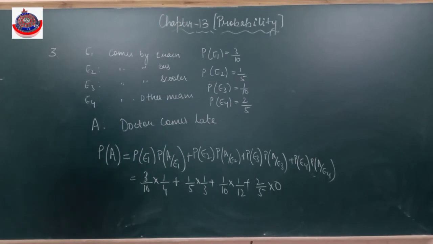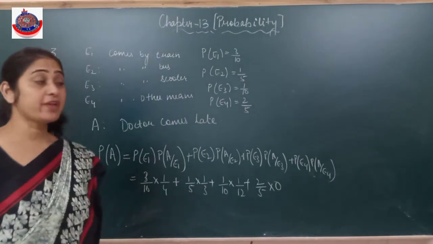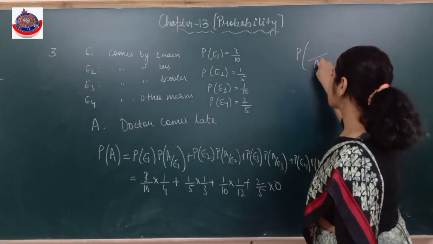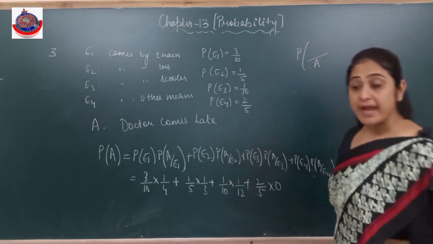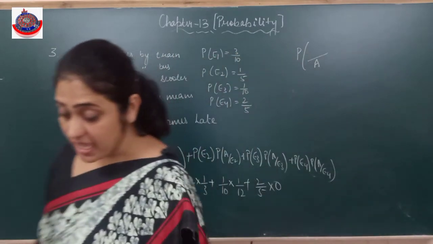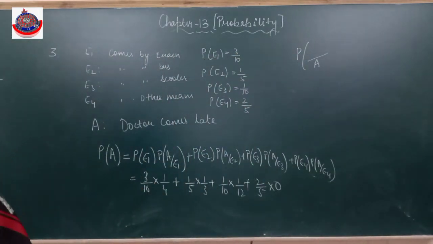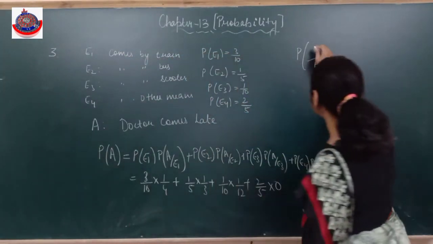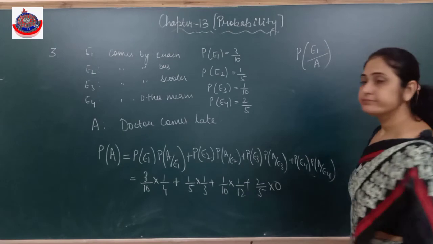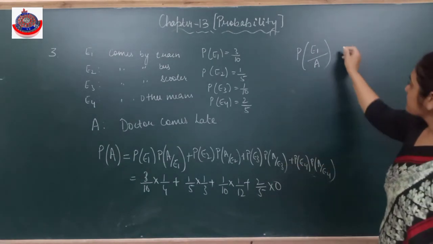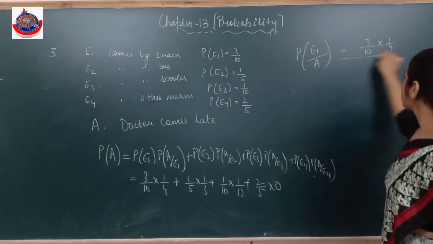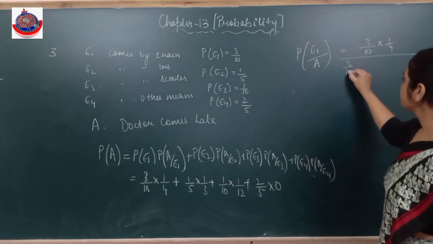Clear? Alright. That's it. So this is the probability of A. Now what are they asking? He is late, he reached late. Find out the probability that he was late when he came by train. That means coming by train. That's it. So what do I do? The first part divided by the total.